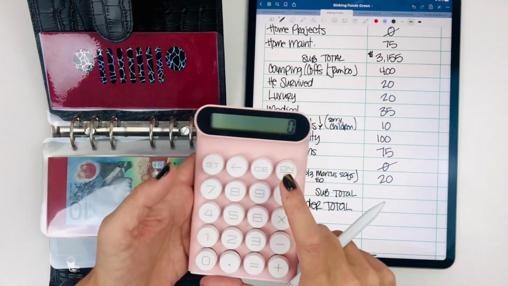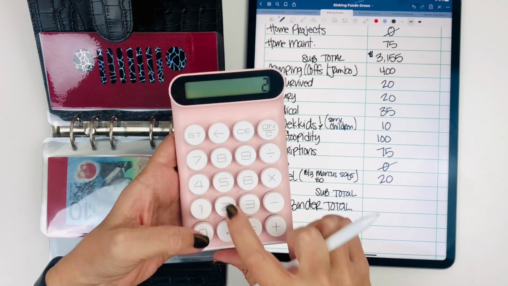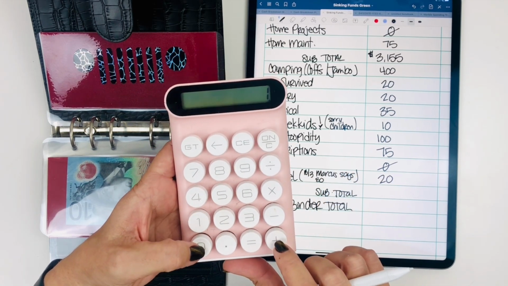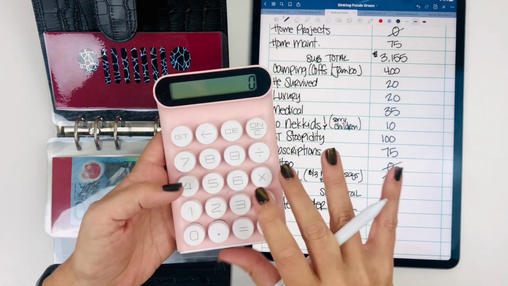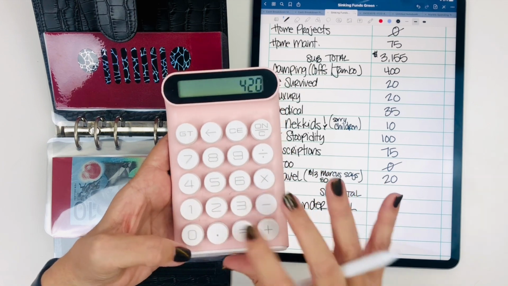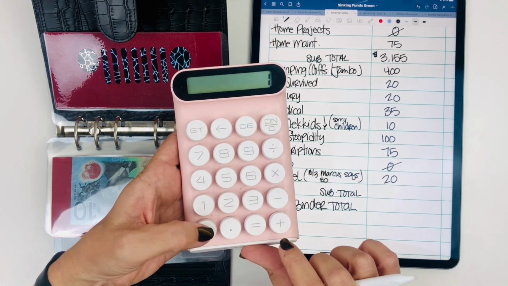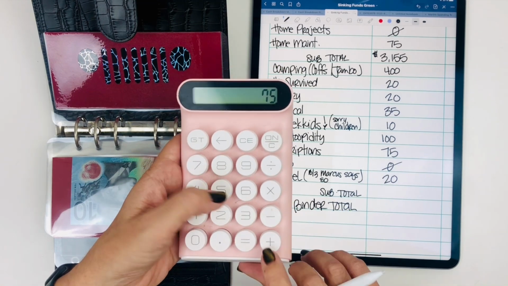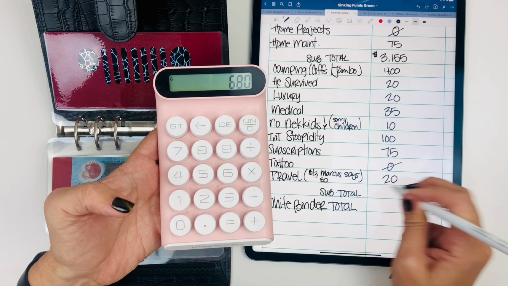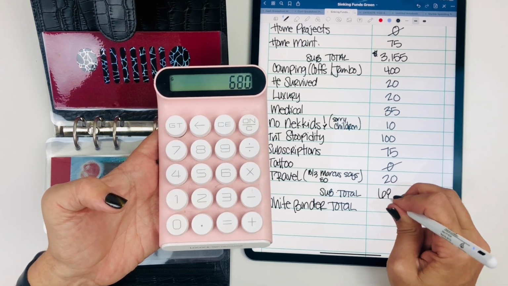So totaling all of this up, 400 plus 20 plus 20 plus 400 plus 20 plus 20, 10, 100, 75, and 20, $680 is in that binder there.